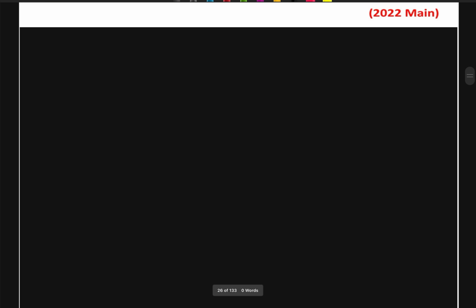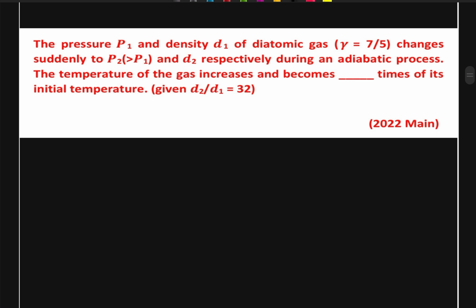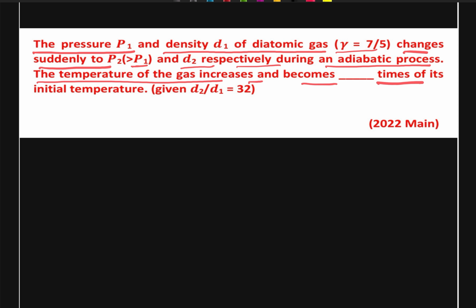Next question. It states that the pressure P1 and density D1 of a diatomic gas, gamma is 7/5, change suddenly to P2, where P2 is greater than P1, and D2 respectively during an adiabatic process. The temperature of the gas increases and becomes dash times the temperature of initial. Okay, and the ratio of their density is given to us.